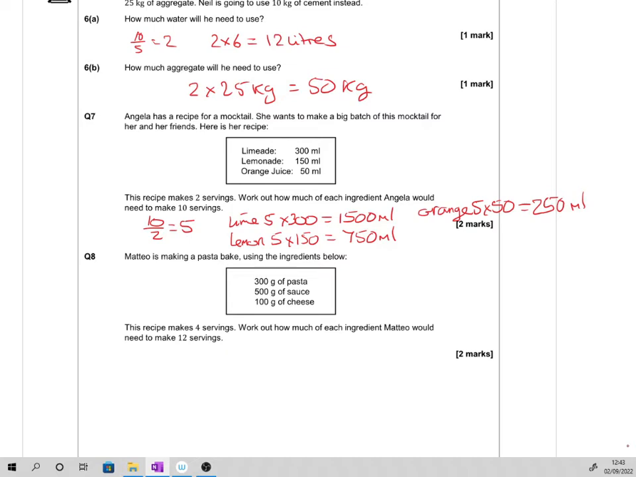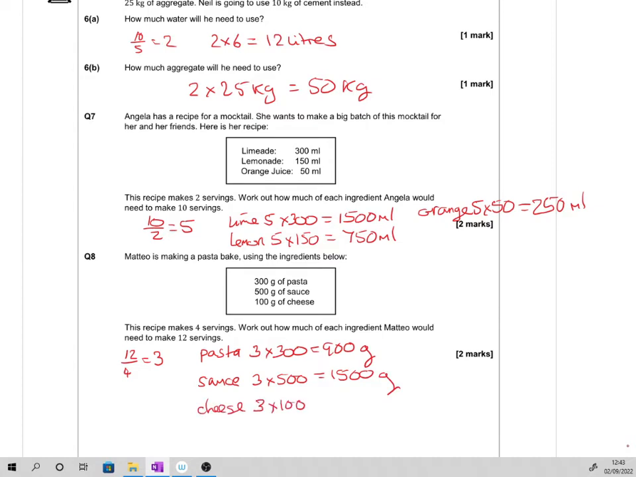Matteo is making a pasta bake using these ingredients. This recipe makes 4 servings. How much of the ingredients? So we've got 12 over 4, so we need 3 times as much. So pasta, 3 times 300, equals 900 grams. Sauce, 3 times 500 equals 1500 grams. And cheese, 3 times 100 equals 300 grams.